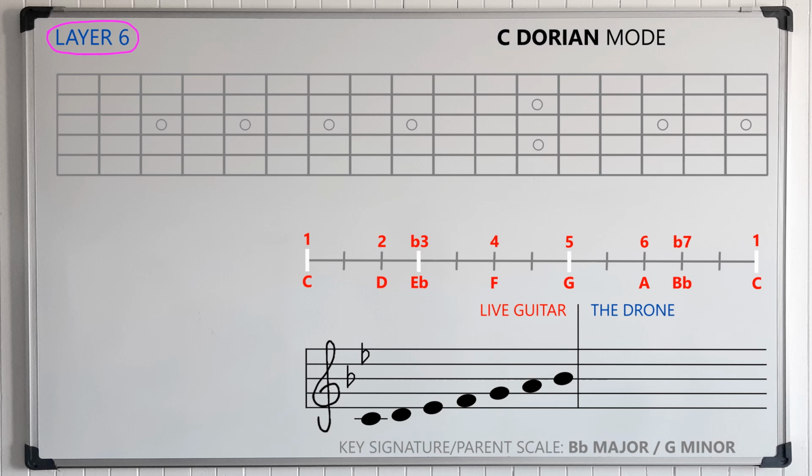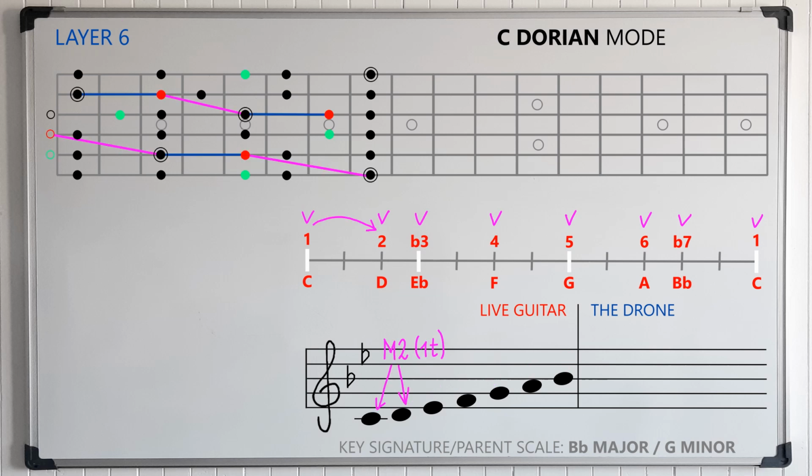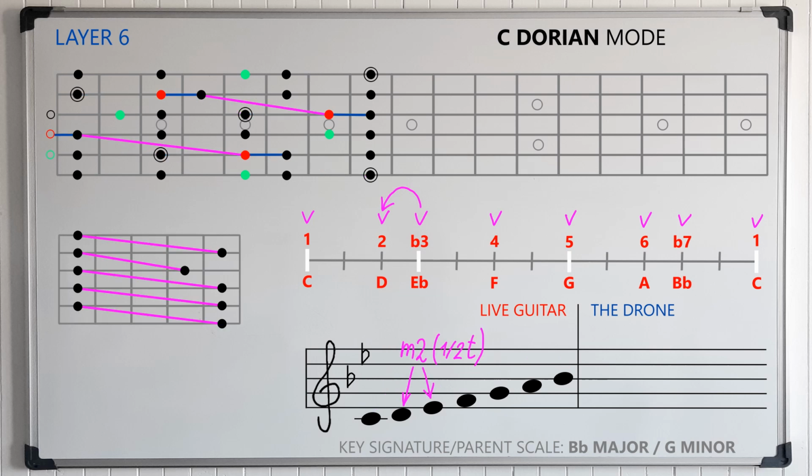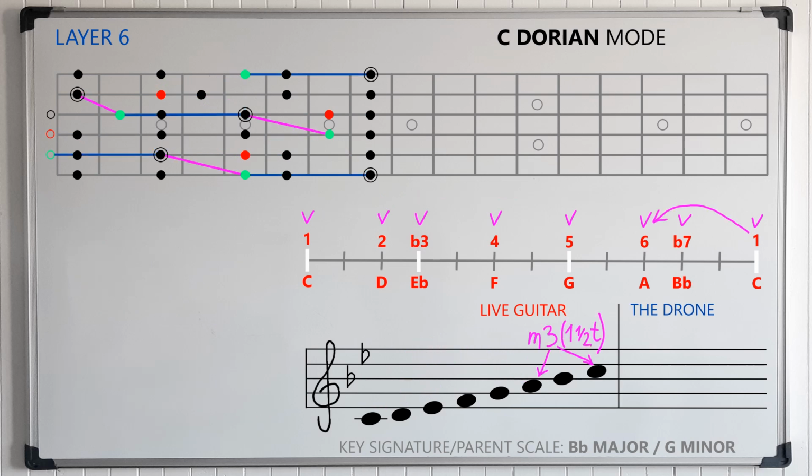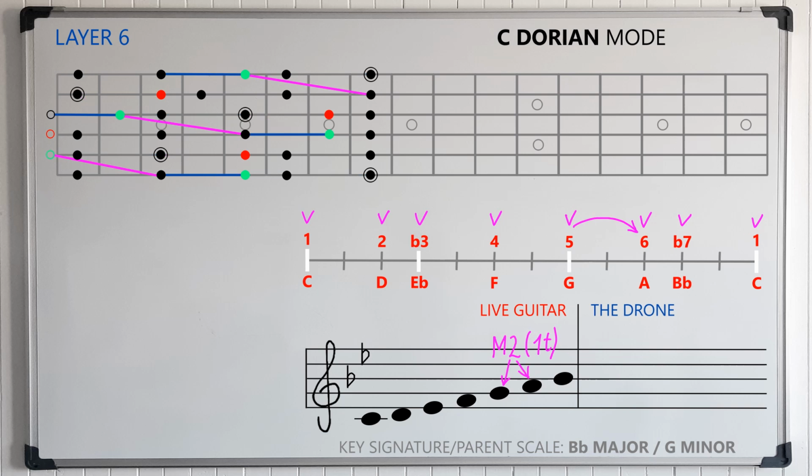In the 6th and last layer, we add the 2nd and 6th degrees to a minor pentatonic, which makes it a Dorian mode. We can find the 2nd degree a major 2nd above the root, or a minor 2nd below the flat 3rd. The 6th degree is located a major 6th above the root, a minor 3rd below the root, a major 2nd above the 5th, or a minor 2nd below the flat 7th.